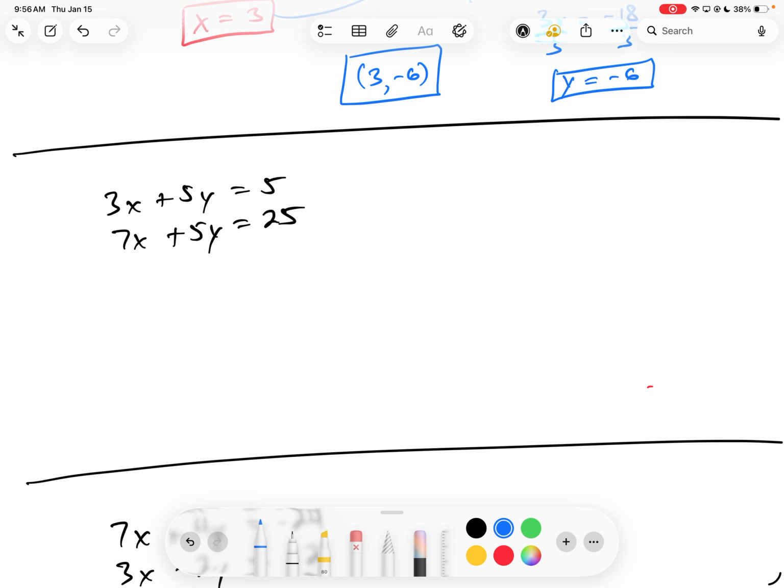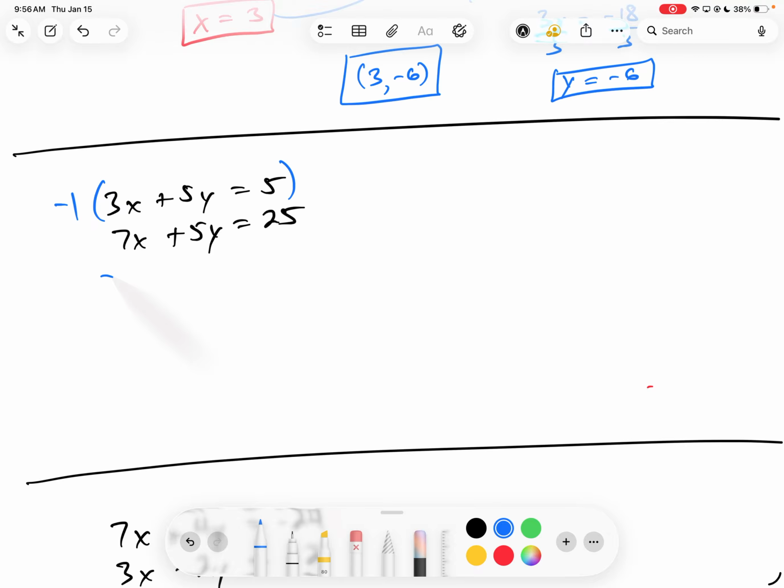What we need to do is manipulate this equation so that when I add them up, something cancels out, okay? So the variable that looks easy to cancel out here is the y, because they're both 5s. So what do I add to positive 5y to make it be 0? -5, right? So I need to turn one of these into a -5. So the way I'm going to do that is I'm going to multiply one of them by -1. You have to multiply the entire equation by -1 to keep it the same.